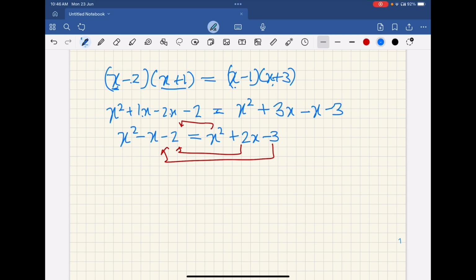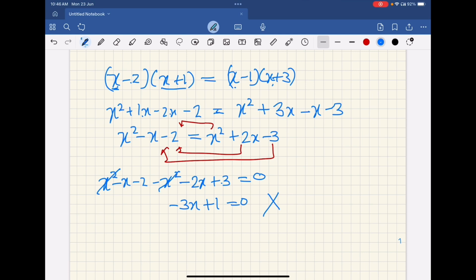Okay, so let's do that. So left hand side already x square minus x minus 2. Plus x square comes to this side becomes minus x square. Plus 2x comes this side becomes minus 2x. Minus 3 comes this side becomes plus 3. Now see x square minus x square gone. Minus 2x minus x is minus 3x. Plus 3 minus 2 is 1. What is the degree here? 1. So this is not quadratic equation.